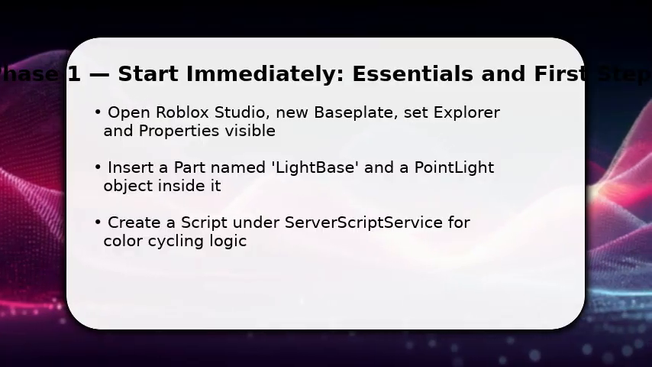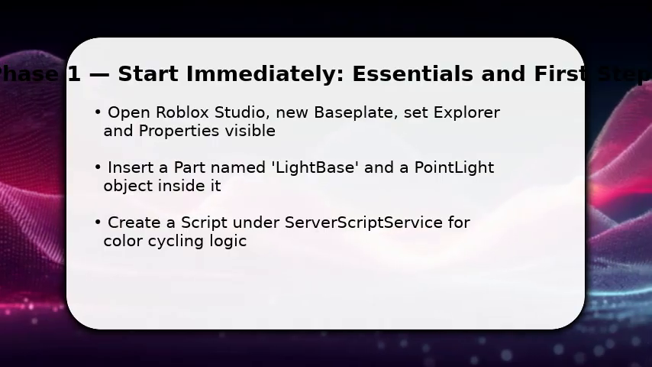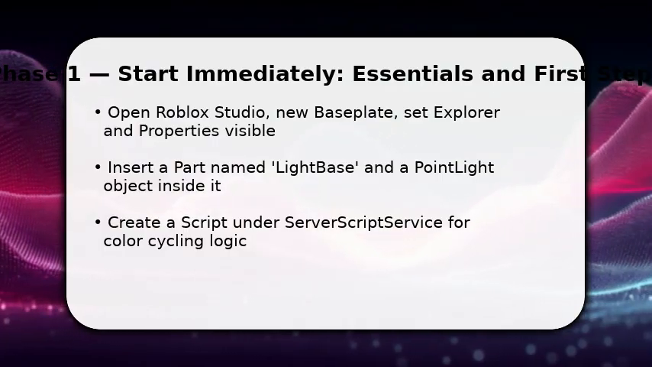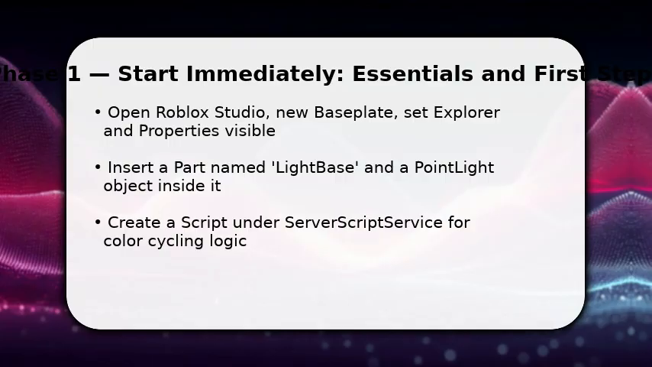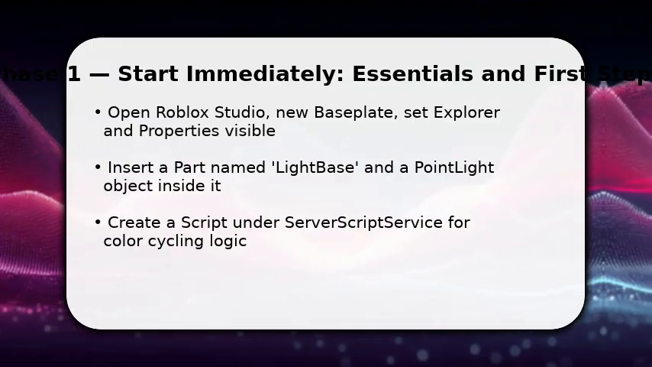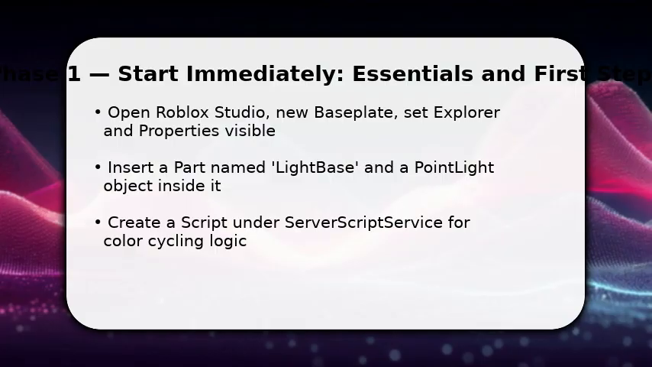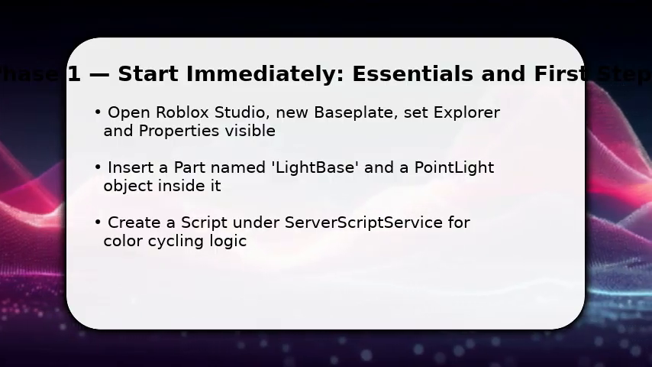You start by opening Roblox Studio and creating a simple scene. Once ready, insert a part named Light Base and parent a point light to it. You need Explorer and Properties panels visible so you can adjust attributes quickly.